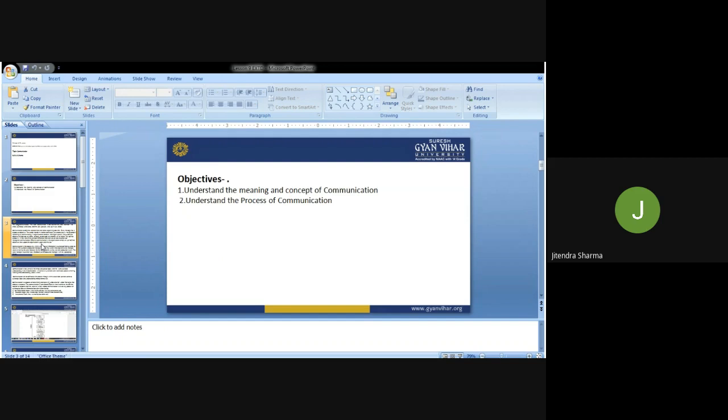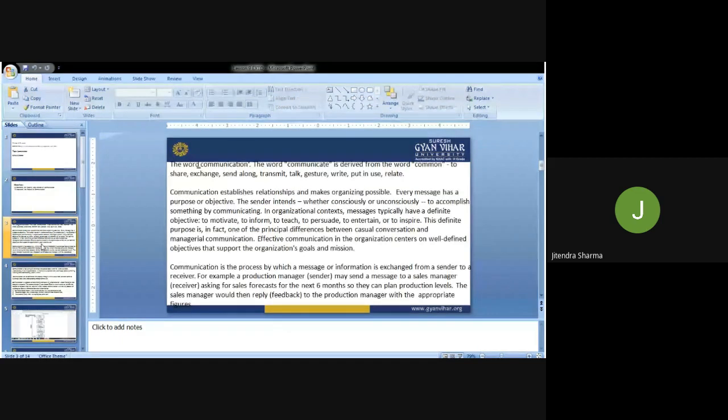The word communication, the word communicate, is derived from common: to share, exchange, send, transmit, talk, gesture, write, relate. It's a Latin word actually. So communication establishes relationships and makes organizing possible. Every message has a purpose or objective. The sender intends, whether consciously or unconsciously, to accomplish something by communicating. In an organizational context, messages typically have a definite objective: to motivate, to inform, to teach, to persuade, to entertain, to inspire.